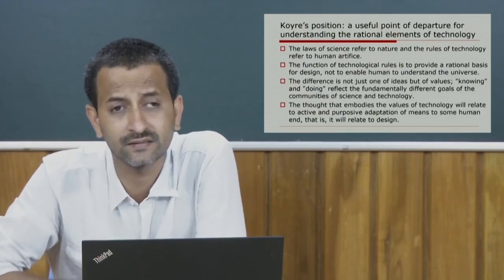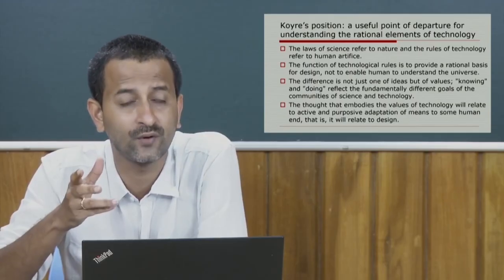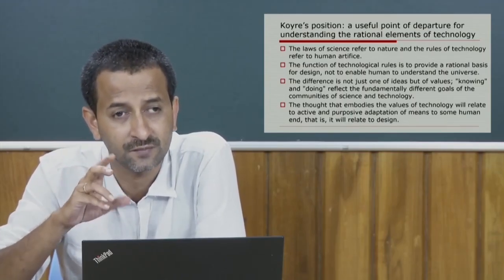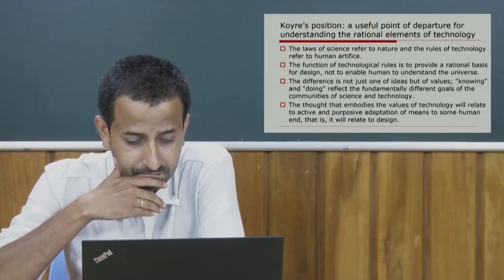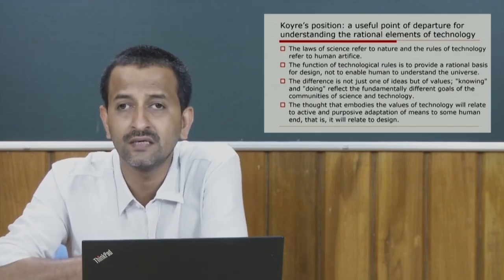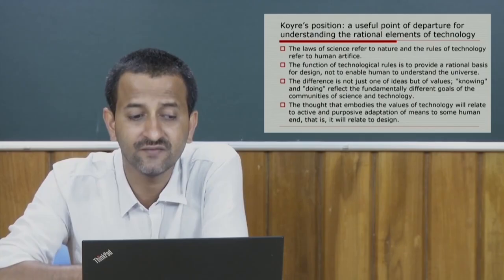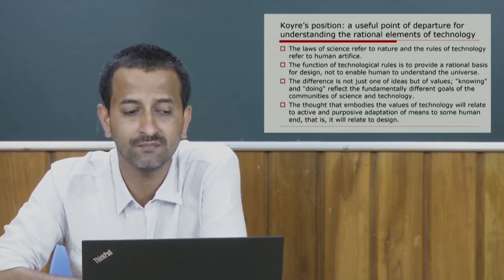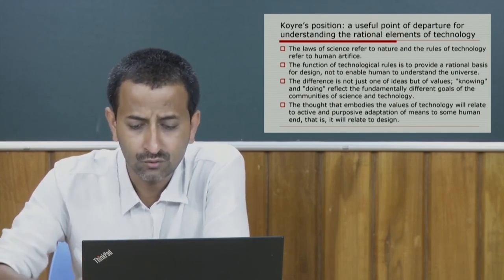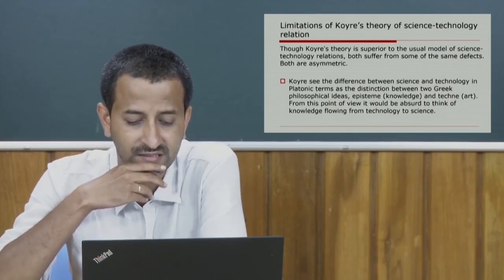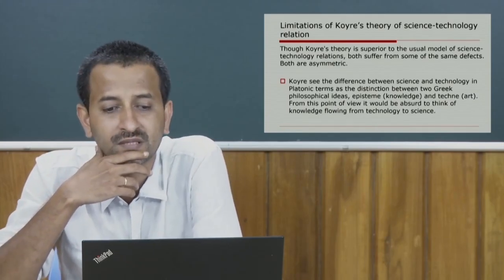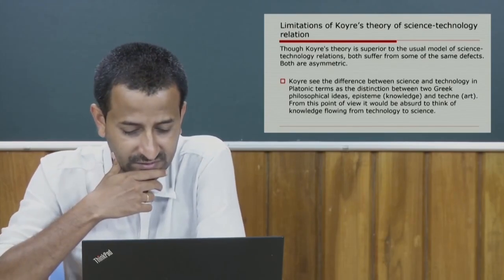We have already discussed how science was considered an act of knowing and technology an act of doing, but such a distinction is not rigid, but porous. The thought that embodies the values of technology will relate to active and purposive adaptation of means to some human end; that is, it will relate to design. Though Coit's theory is superior to the usual model of science-technology relations, both suffer from some of the same defects: both are asymmetric.